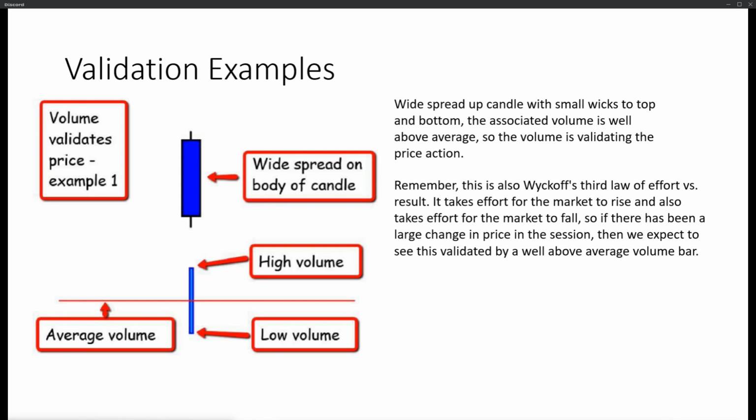So here it's just setting the guidelines. If you have a high volume bar at the bottom and a widespread body of a candle, that means it's validated. That's the effort and the result. If there was a lot of effort on the volume and the result is a widespread body candle, that means it matches, right?